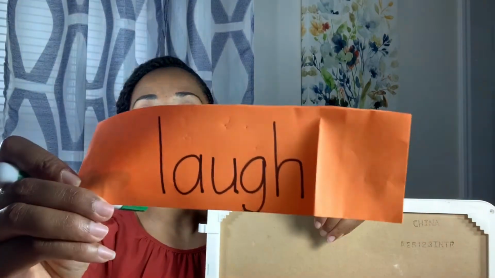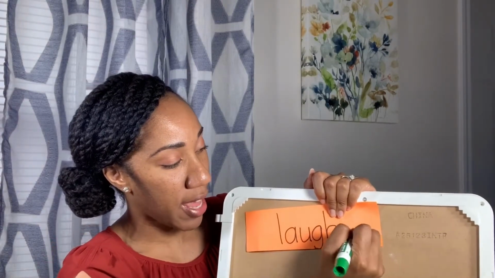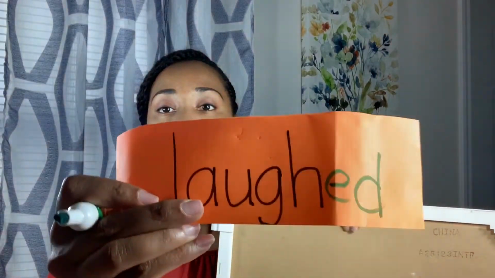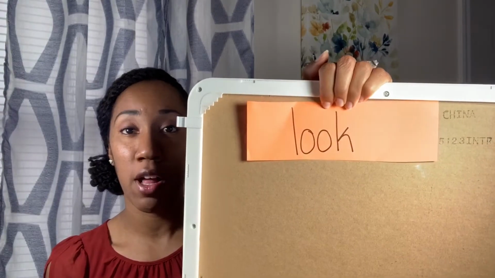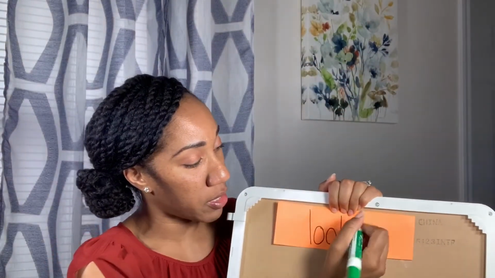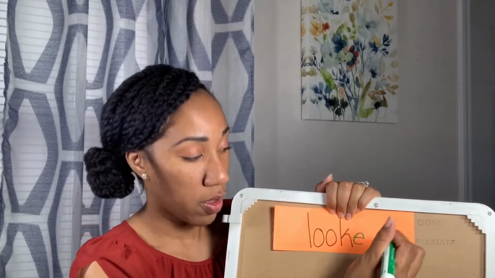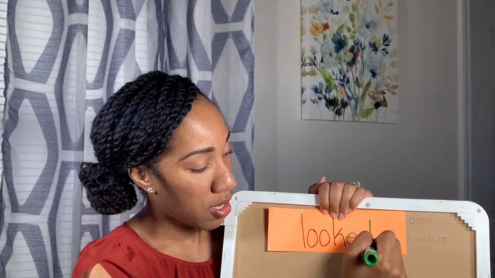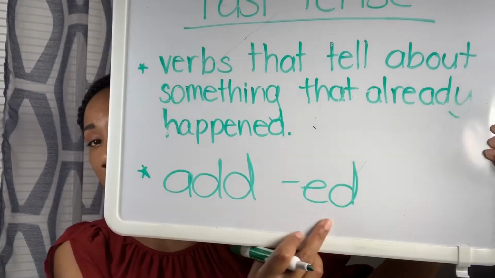This is the word laugh. To make it past tense, again, we're simply adding the letters ed, and now the word is laughed. That is another verb that has the sound of t. So the next word is the verb look. It's something that you can do, which means it's an action word, but if I want to talk about a time that I already looked or a time in the past, I add the letters ed, and now the word is looked. Okay, so we make most verbs past tense by adding the letters ed.